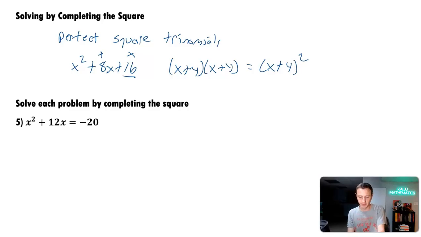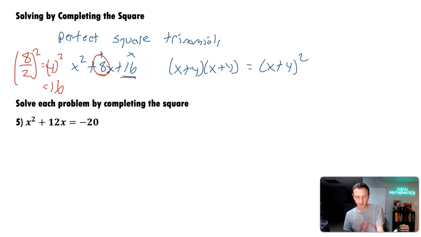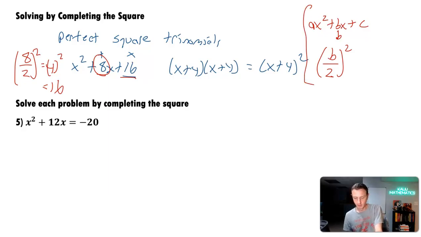The relationship you want to see here is the relationship between this middle term and this last term. If I take this middle term, so if I take 8 and I cut it in half and I square it, what do I get? 8 divided by 2 is 4. 4 squared is 16. That's the relationship that we want to be aware of right now. So if I have the trinomial of ax squared plus bx plus c, I'm going to take this b term and I'm going to divide it by 2 and I'm going to square it. Let's keep this in mind.